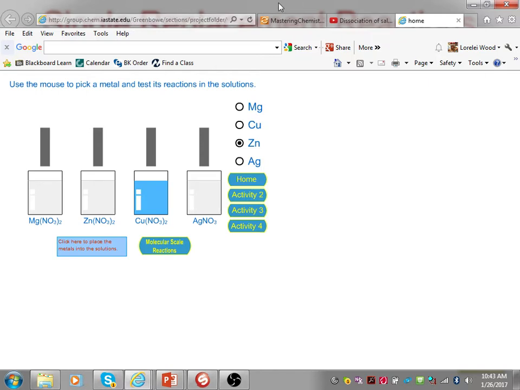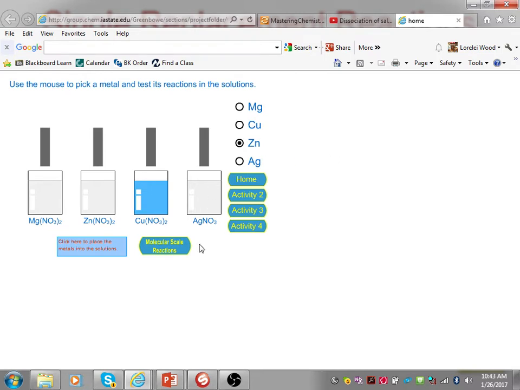Well, if I think about the aqueous solutions, what kind of ions am I going to have in this first aqueous solution? Magnesium and nitrate. What about the second one? What am I going to have? Zinc and nitrate, so that's probably not going to do much with zinc metal and zinc ions, right, because it's the same thing. What kind of ions am I going to have in this one? Copper and nitrate, and the last one I'm going to have silver and nitrate.